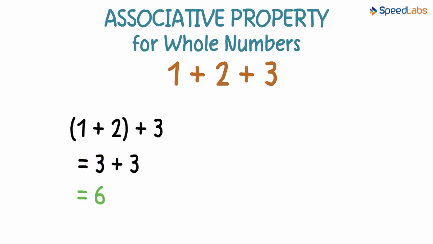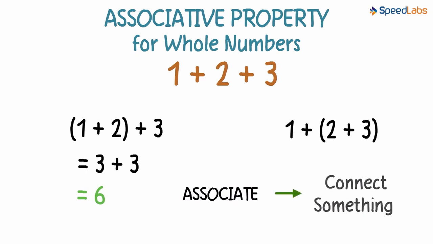Okay, now let's put a bracket around the second and the third number. Before proceeding further, first let me just clear out a few things. We know that associate means to connect something. Here by putting the brackets around the numbers, we are connecting them. They are connected and hence that is the reason we will solve them first. Initially, we connected 1 and 2. Now we are connecting 2 and 3.